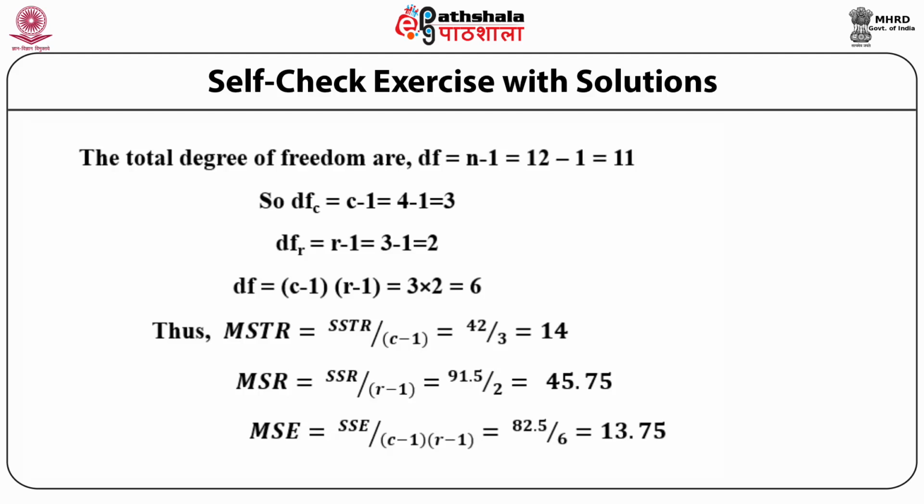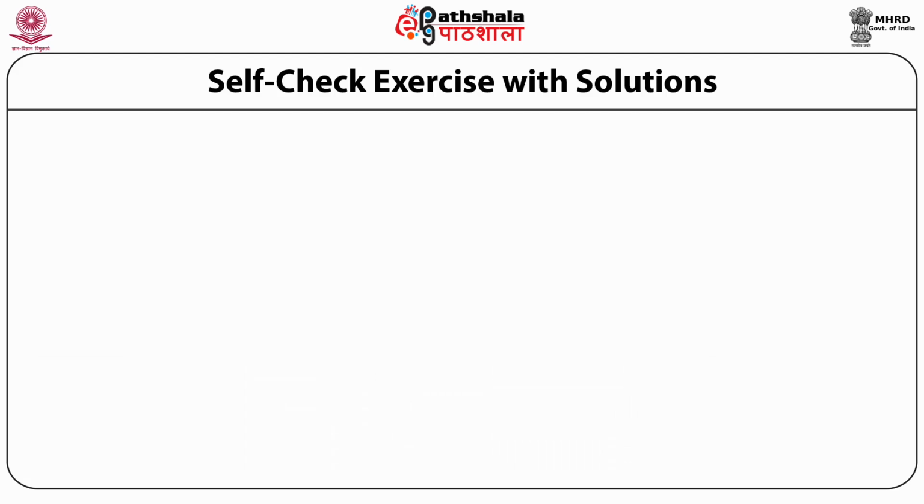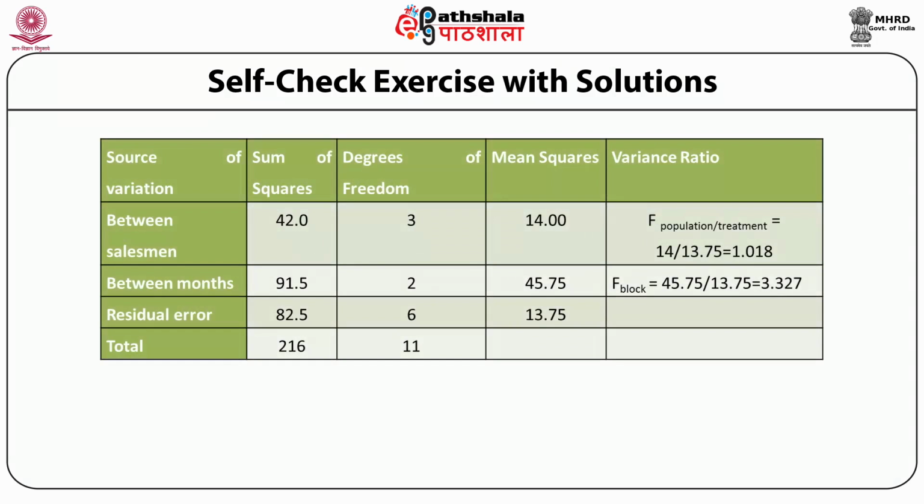So here in this question, the residual error is coming as 6. Now calculating MSTR: it is SSTR upon C minus 1, that is 42 upon 3, which is 14. MSR is equal to SSR upon R minus 1, that is 91.5 upon 2, and it shows a value of 45.75. And MSE is equal to SSE upon (C minus 1) into (R minus 1), that is 82.5 upon 6, which is 13.75. Let's put it into a two-way ANOVA table and understand how the null hypothesis can be accepted or rejected.